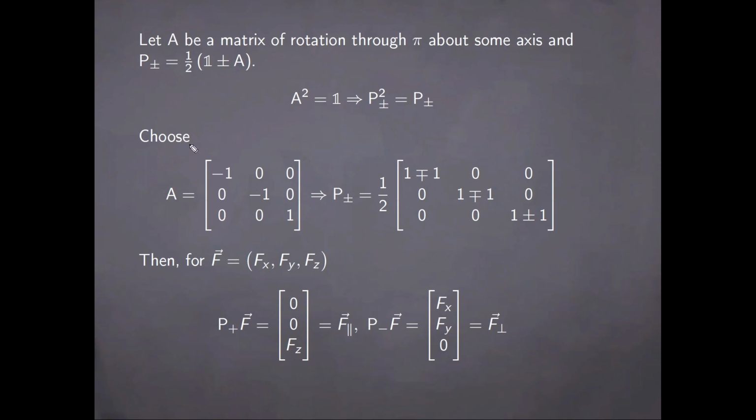Now, for the sake of illustration, we can choose the axis of rotation to correspond to the z-axis, in which case the matrix A has the form here, and the expressions for P plus minus also follow as given here. Then, if for some arbitrary vector f having three components we apply P plus and P minus to it, we obtain the following. The application of P plus on the vector returns a vector with the single non-vanishing component being fz.